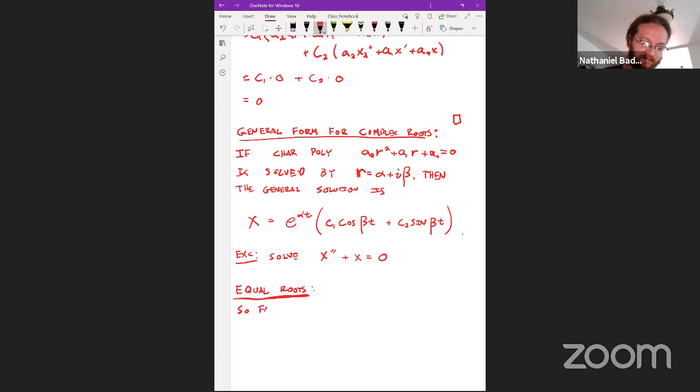So far, we've always assumed that there actually is a full eigenspace.